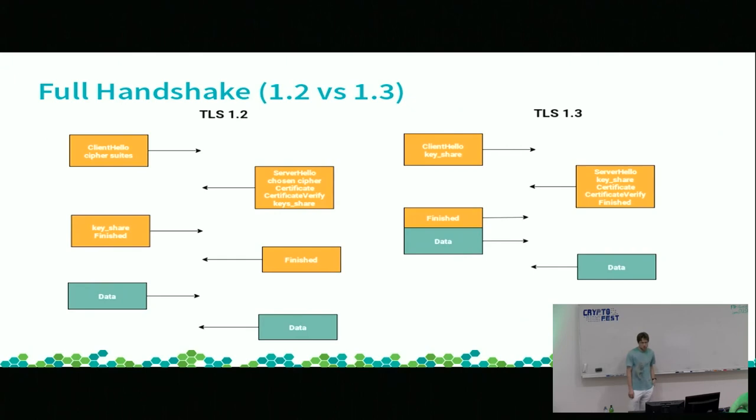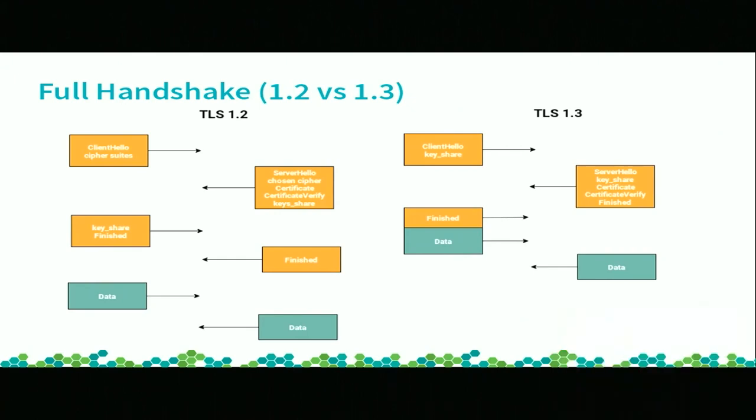Okay, so here are handshakes for 1.2 and 1.3. These are the general handshakes. TLS 1.2 takes two round trips, because the client first sends the ciphers to the server, then the server picks one of the cipher suites and sends back its key share, which is the Diffie-Hellman group, to be used for negotiation of the security material. Then the client sends its key share, and we are finished, and we can send the data.